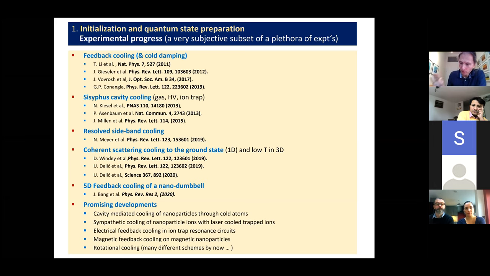Most of them are currently working on single particles, and that's already difficult enough. To make that reliable, to have cooling on the millisecond scale and reloading on the millisecond scale, to really get a metrological device built from nanoparticles, that will still take a while, but that's big progress.